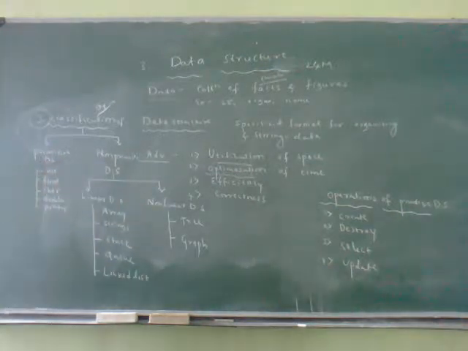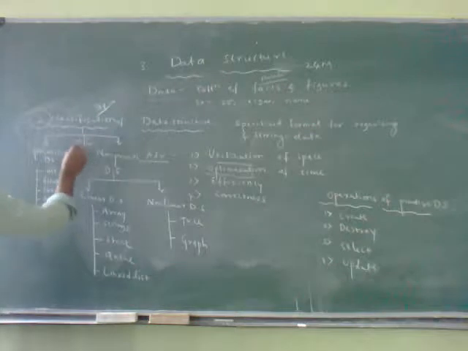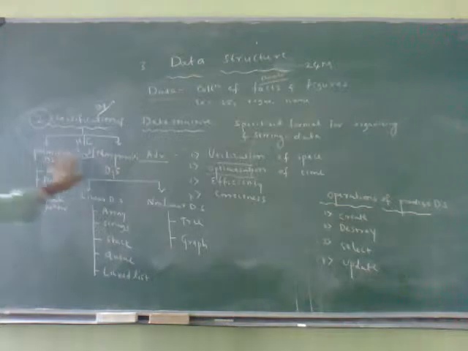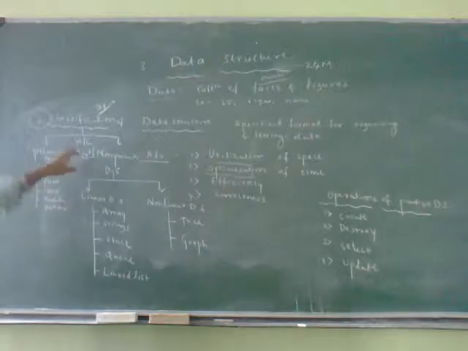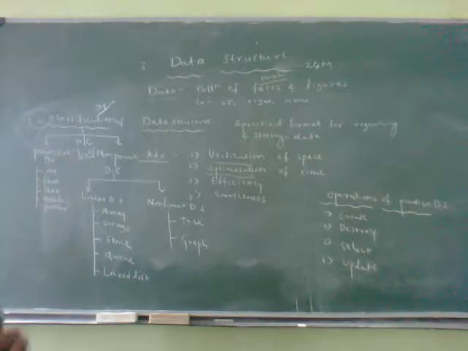Primitive data structure means these are operated on machine level instruction. Machine level instruction means what? These are understood by the compiler. We are using the .cpp compiler. These data types. Data structure means nothing but data types.